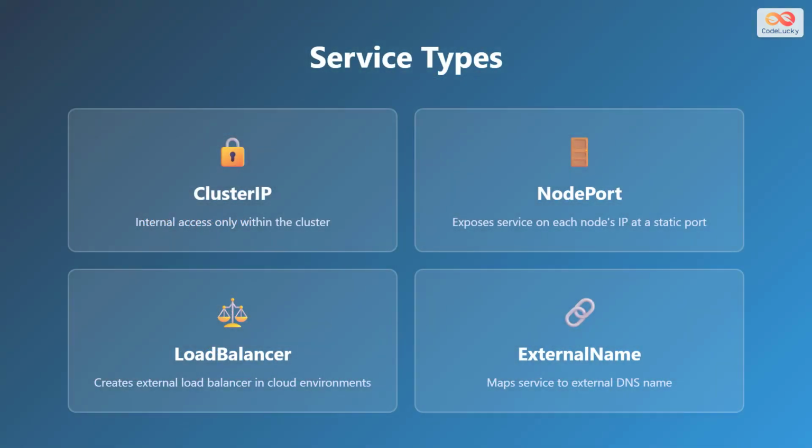Kubernetes offers 4 different service types, each designed for specific use cases. ClusterIP provides internal access only within the cluster and is the default type. NodePort exposes the service on each node's IP address at a static port, allowing external access. LoadBalancer creates an external load balancer in cloud environments, providing a single external IP address for accessing your application. Finally, ExternalName maps a service to an external DNS name, useful for integrating with services outside your cluster.